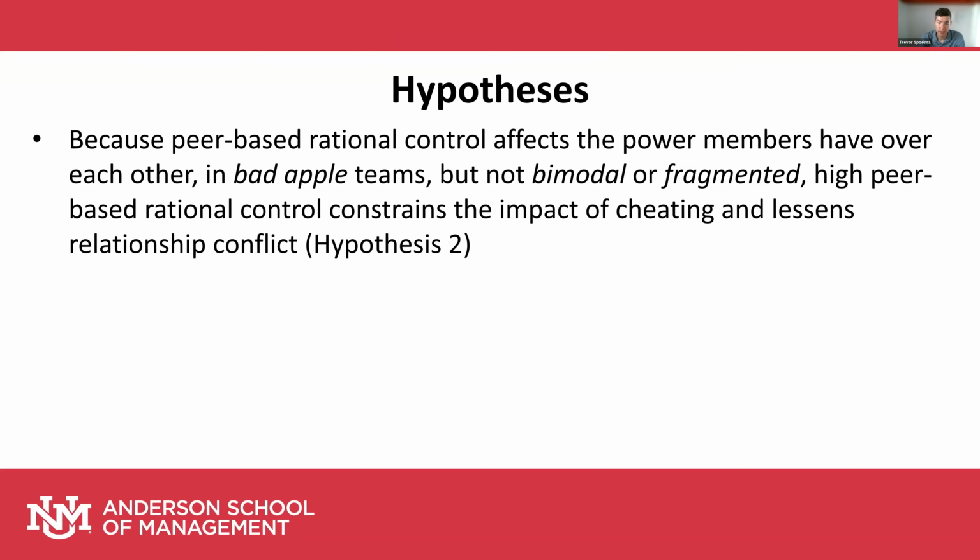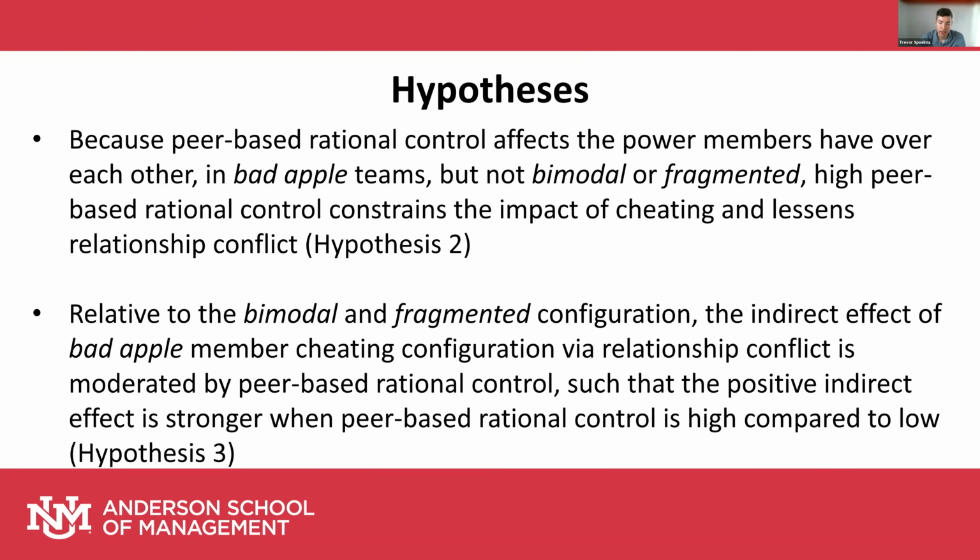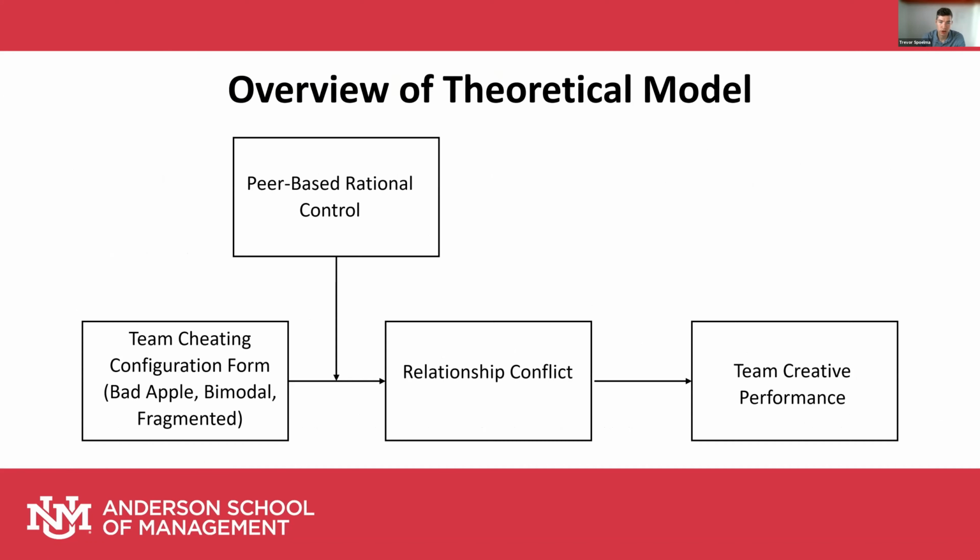In bad apple teams with high peer-based rational control, members in the low cheating majority perceive consensus around standards of acceptable conduct and the power to punish those that deviate, such as frequent cheaters. And this consensus is not a feature in bimodal or fragmented teams. We then predict that this interaction affects team creative performance via relationship conflict, such that the indirect effect is different for teams with bad apple configurations in context with high peer-based rational control relative to bimodal and fragmented ones with high peer-based rational control. And so here's our overall model.